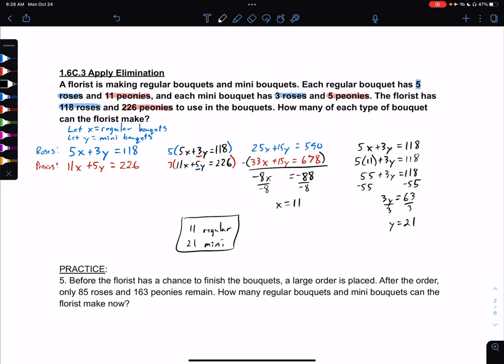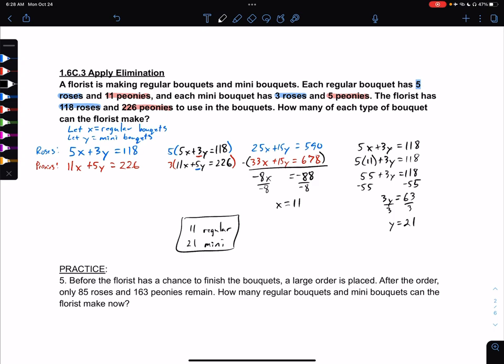For this problem, you worked with equivalent systems of equations. Really, the hardest part about this problem is setting up the equations. This one can be a little bit challenging because normally we see groups like 5 roses and 11 peonies, and we think, all right, 5x plus 11y. That's not the case. We're not going to define our variables as roses and peonies. The variables x and y will be equal to the regular and mini bouquets.